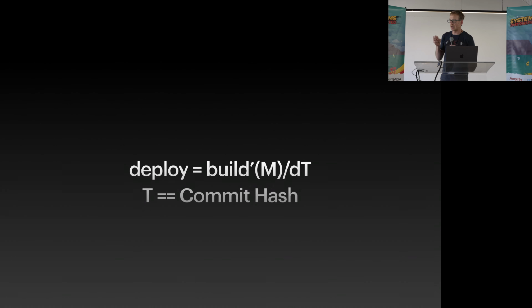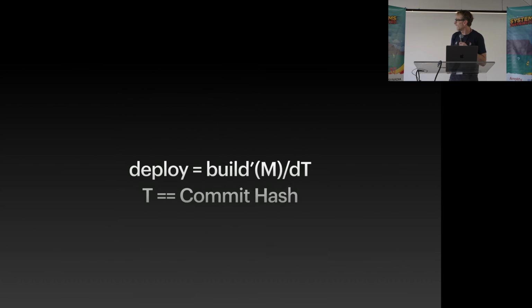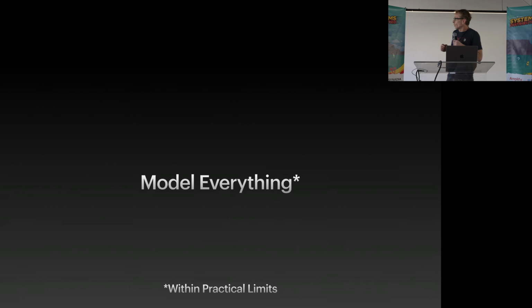So instead of thinking about time as the number of vibrations of a cesium-133 atom, it's actually the commit hashes. It's actually the commit hashes that introduce change in a system. Here we go, cool. So in order to do this, I think that we need to model everything.